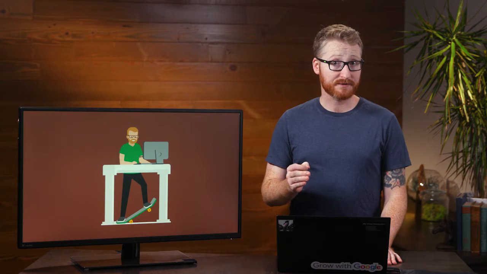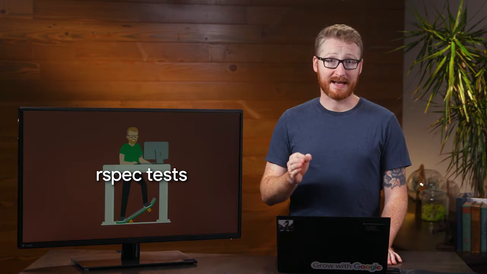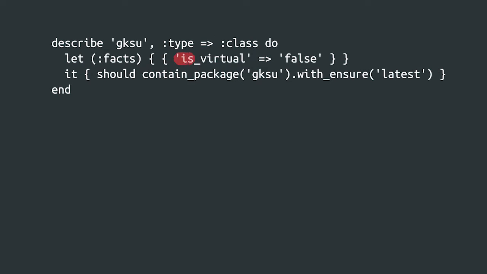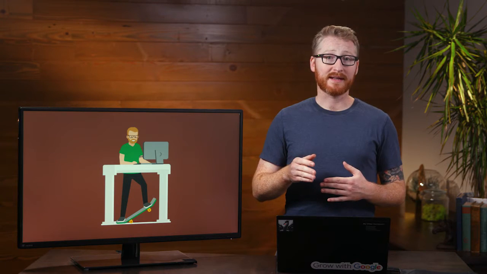Kind of like the Python automatic tests that we checked out in an earlier course, Puppet also lets us test our manifests automatically by using RSpec tests. In these tests, we can set the facts involved to different values and check that the catalog ends up stating what we wanted it to. Let's check out an example. Here, we're setting the isVirtual fact to false. And then we ask the test infrastructure to verify that the gksu package is included with the ensure parameter set to latest. Tests like this one can be a useful way to check that our catalog is written correctly.